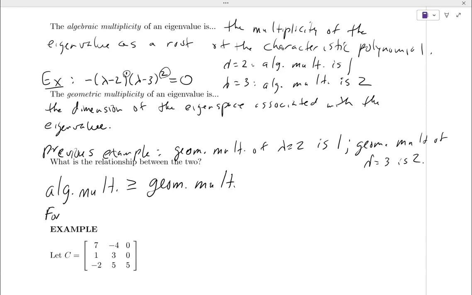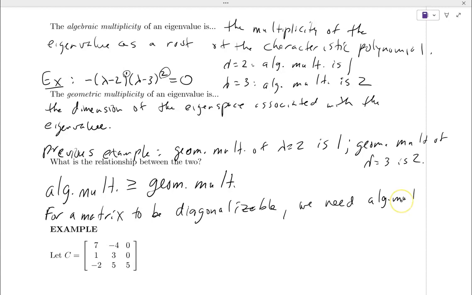So, just to write that down, for a matrix to be diagonalizable, we need the algebraic multiplicity to equal the geometric multiplicity for every eigenvalue of the matrix.